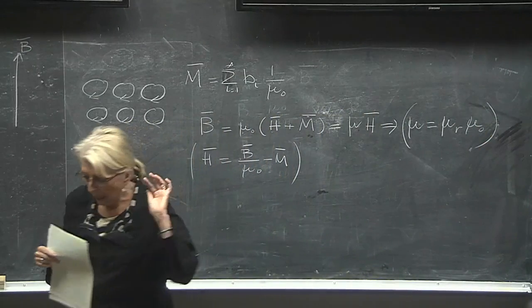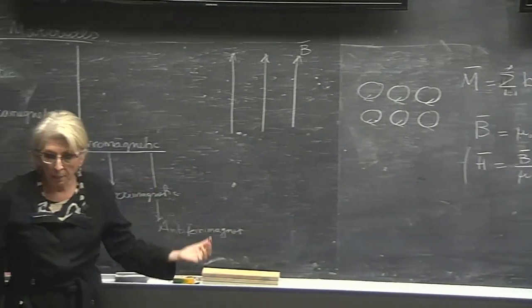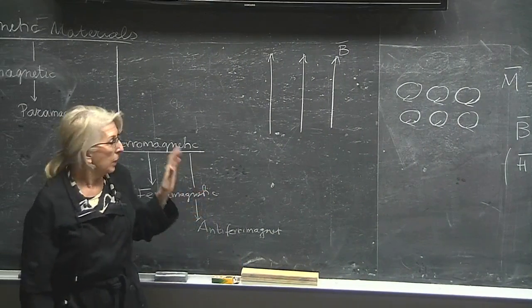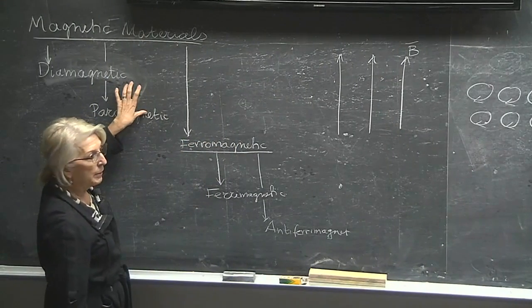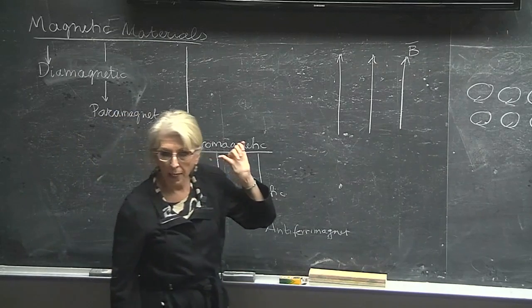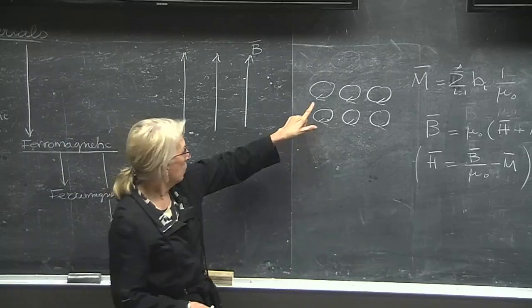So this is the reason I went into these details, to see that there is something similar that happens in these types of magnetic materials, similar to what happens in the dielectrics. The only difference is in the dielectrics we have dipoles, and here we have current loops.